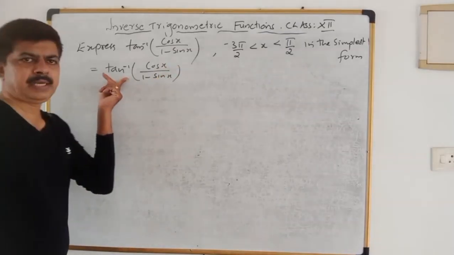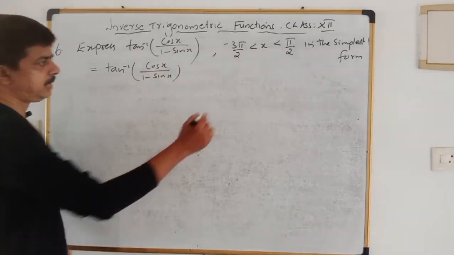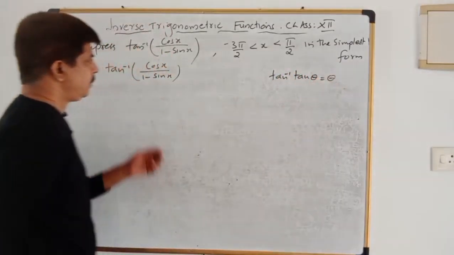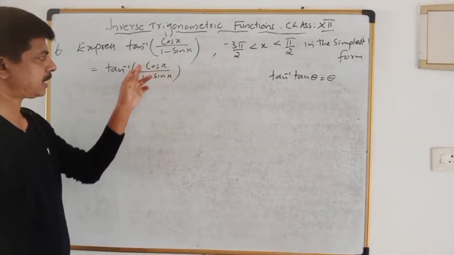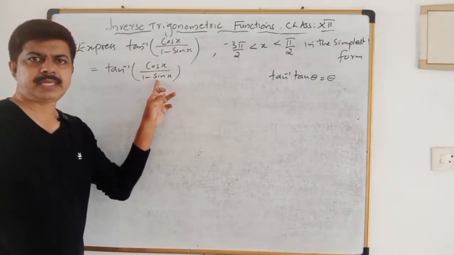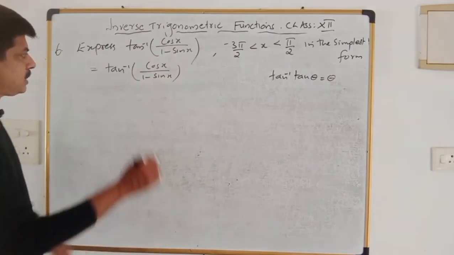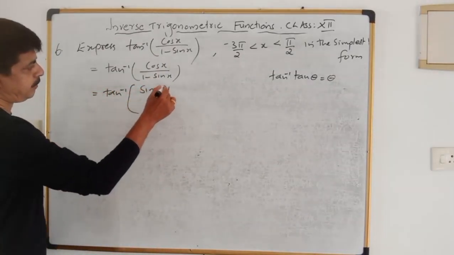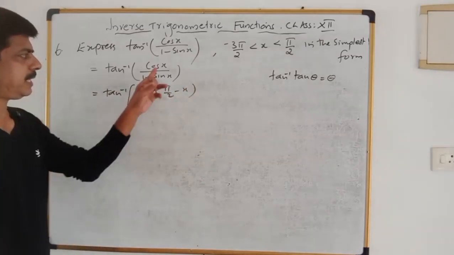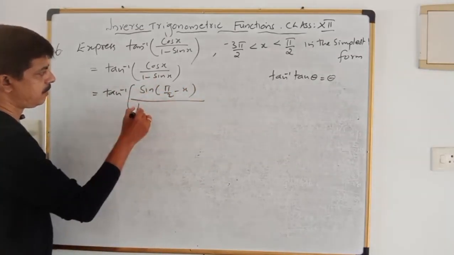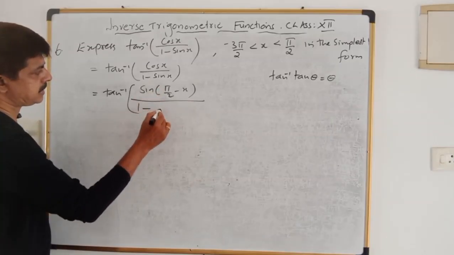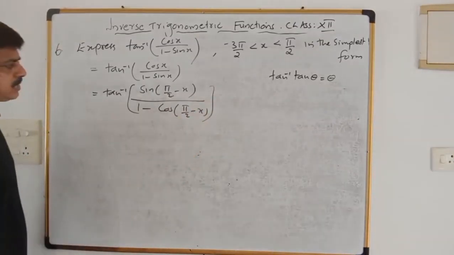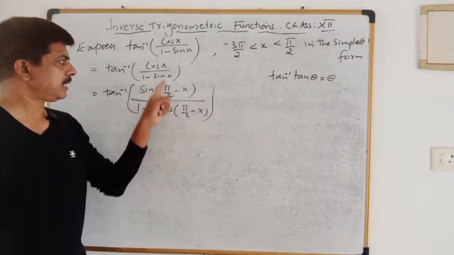We have a tan inverse function, so we remember this property: tan inverse of tan theta is equal to theta. We try to express the expression inside the bracket as tan theta. How can you express it? Cos x can be changed to sin of 90 minus x, and similarly sin x can be expressed as cos of 90 minus x.